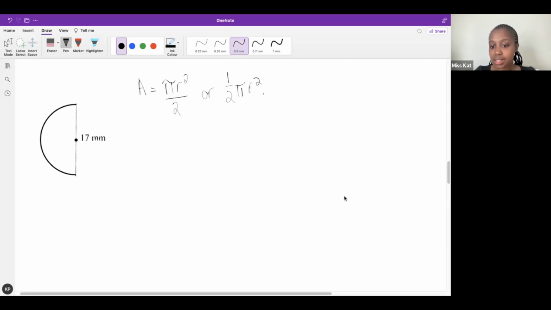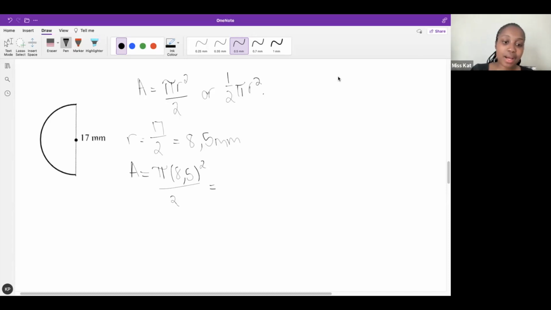Okay, let's find our radius, guys. You guys said our radius is half the diameter. So radius is diameter divided by 2, which is 8,5. I just simplified it by multiplying it. Now, let's find the area. Pi times 8,5 squared divided by 2. Calculators out. Let's get working. So pi times 8,5 squared divided by 2, or times a half, whichever one you prefer.